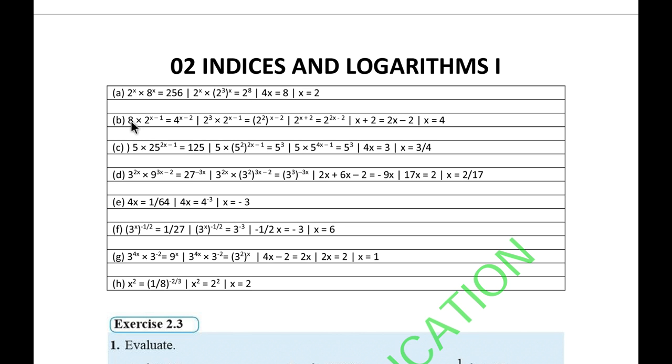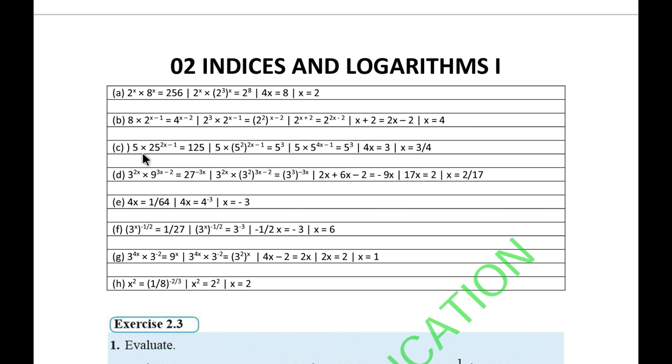Next one, 8 multiplied by 2 to the power x minus 1 equals 4 to the power x minus 2. So 8 means 2 to the power 3, times 2 to the power x minus 1. Then here 4 means 2 to the power 2, to the power x minus 2. So here will be 2 to the power x plus 2, because 3 and minus 1 together always make x plus 2. Then on the other side, 2 times x minus 2. Understood? Now here you can write x plus 2 equals 2x minus 4. So after you complete it, x equals 4.